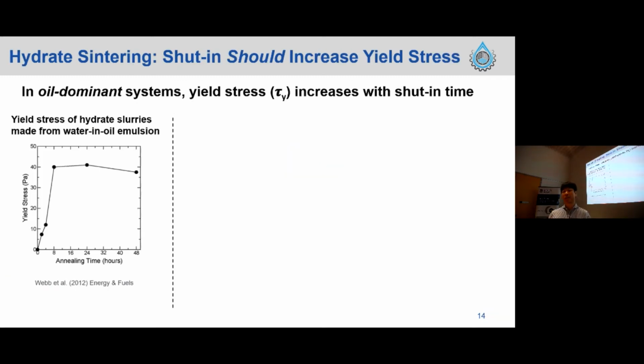In oil-dominant systems, the yield stress increases with shut-in time. This is an example: the yield stress of hydrate slurries made from a water-in-oil emulsion in a rocking cell. In this case, the yield stress increased in the first 8 hours, and then it stayed constant. So this trend is completely different from ours.